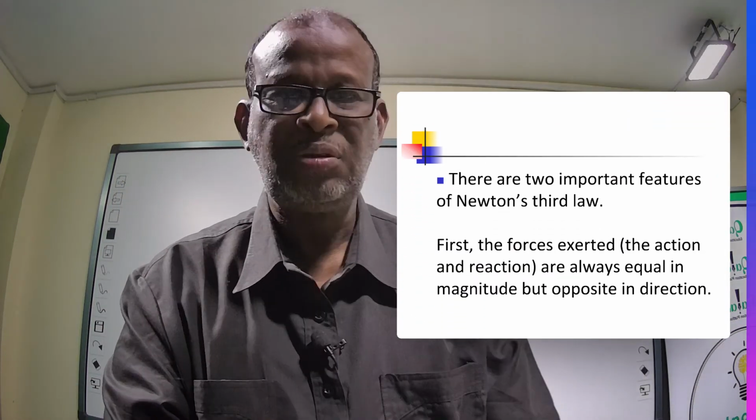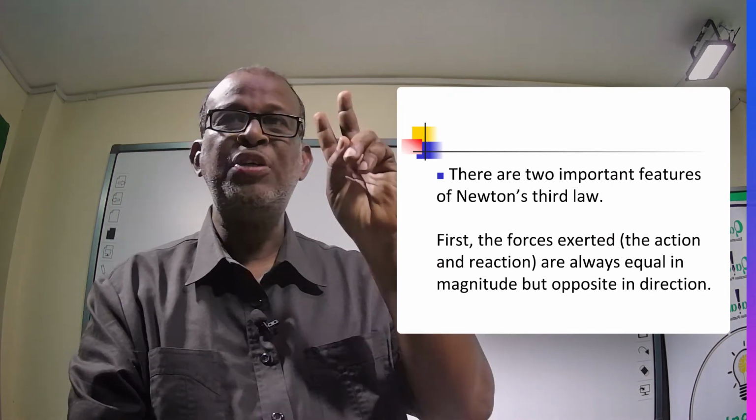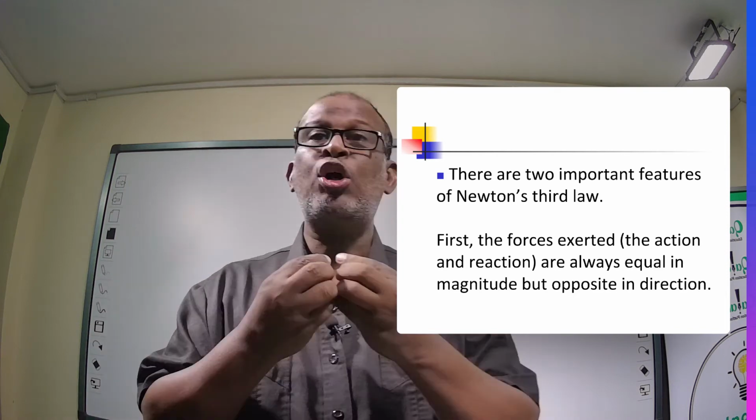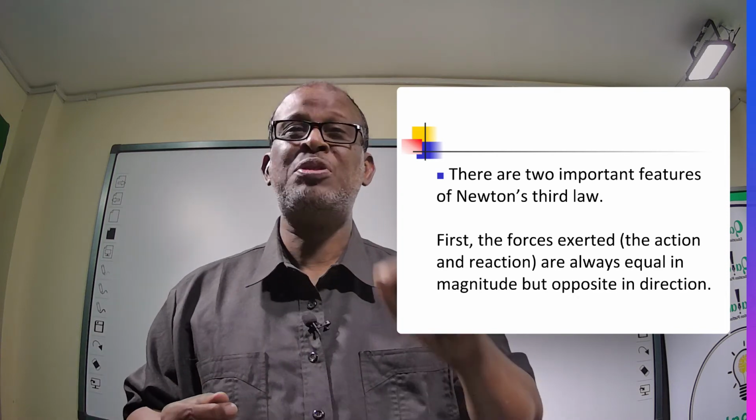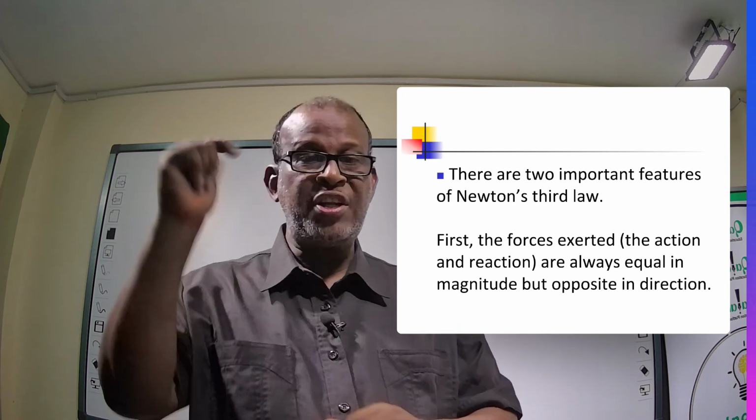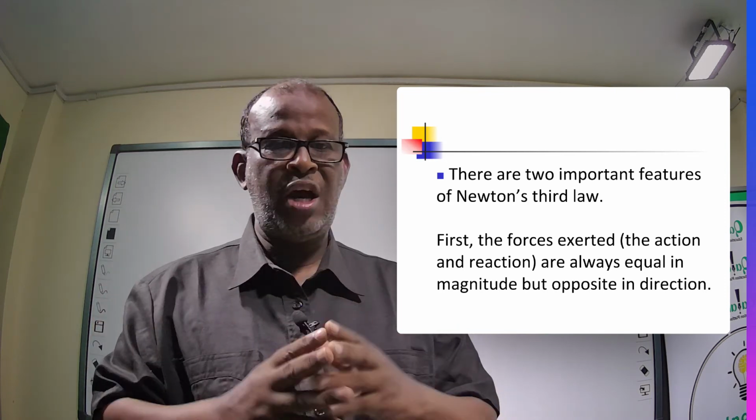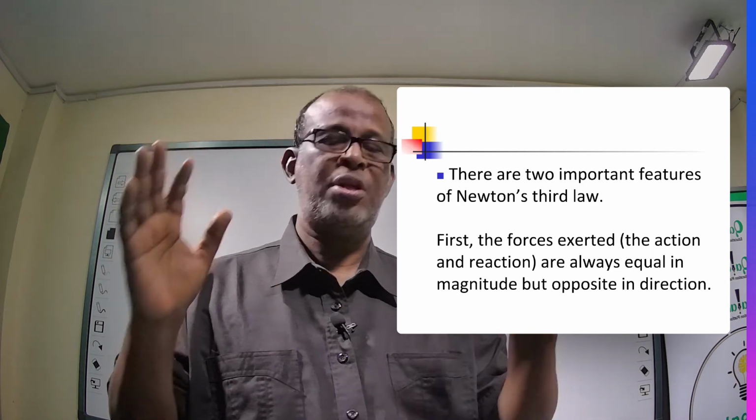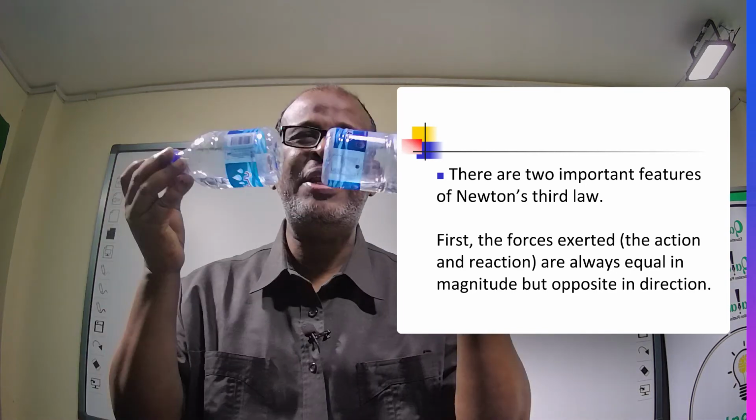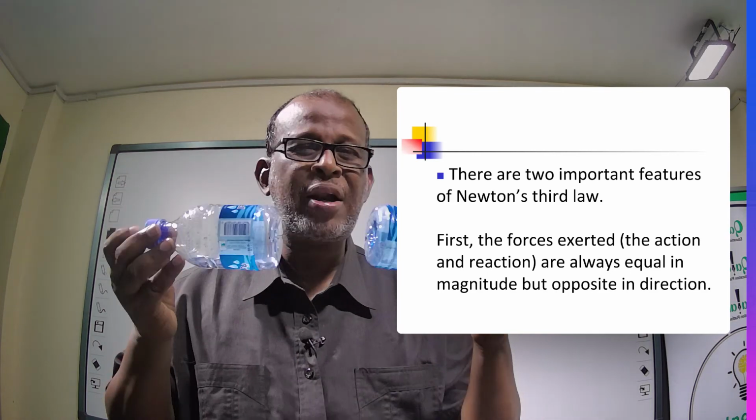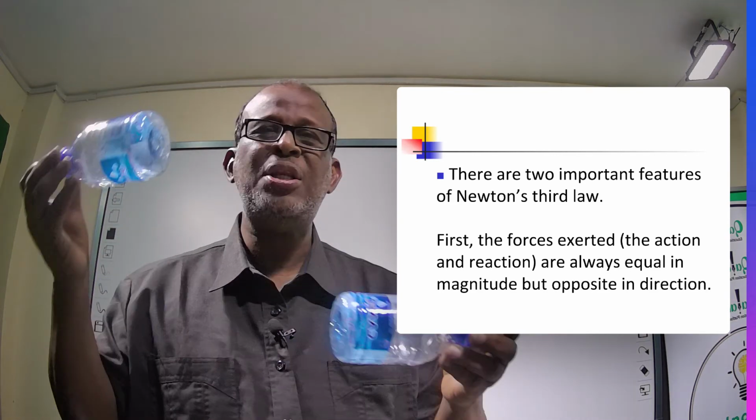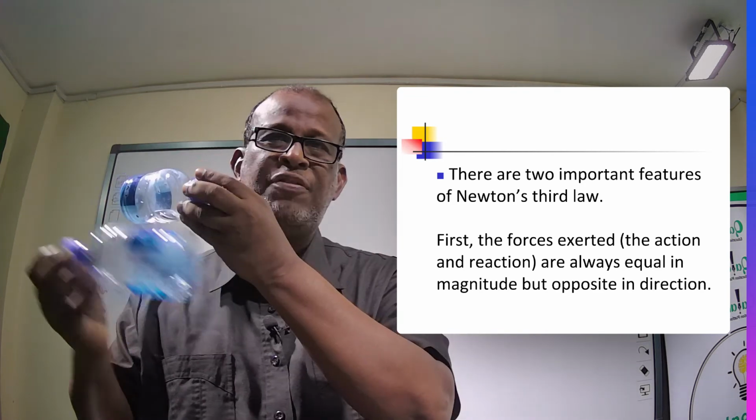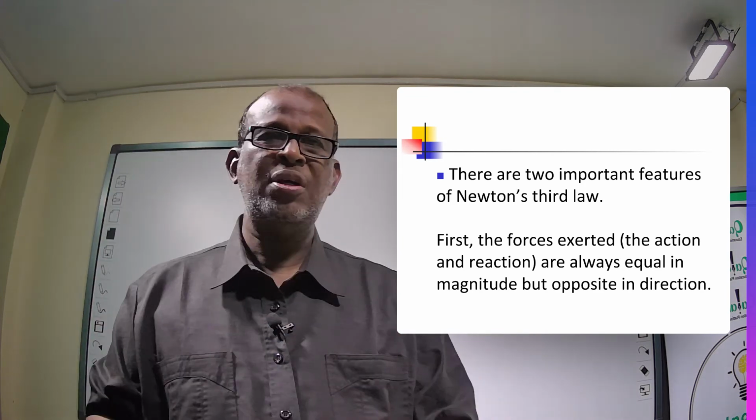Then, there are two important features in this concept, to eliminate the misconceptions. This is where the misconception arises. First, the forces exerted are always equal in magnitude but opposite in direction. For example, 10 Newton and 10 Newton, but this one is going left and this one is going right.